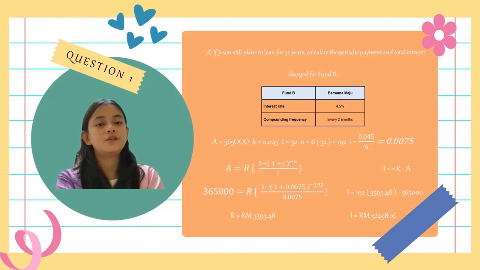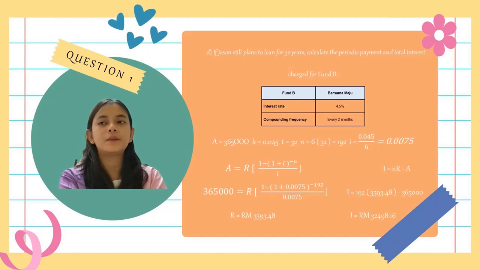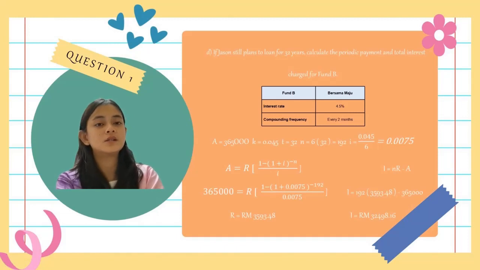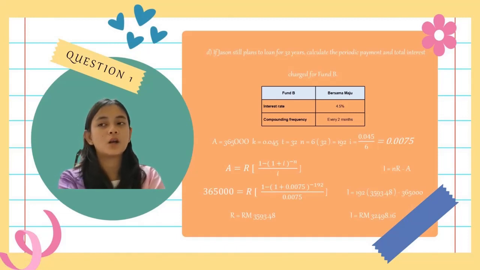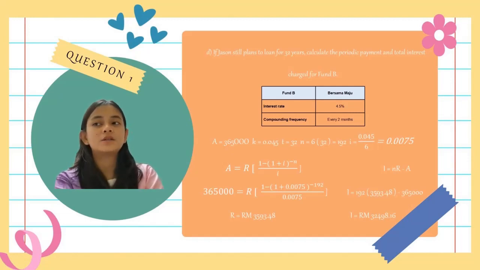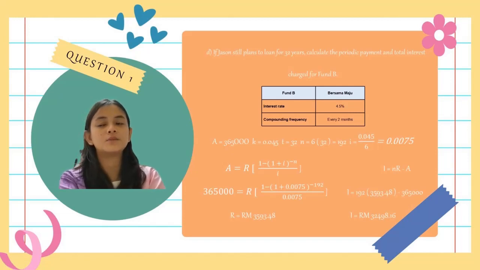Question 1d. If Jason still plans to loan for 32 years, calculate the periodic payment and total interest charge for Fund B. Fund B Bersama Maju, interest rate given is 4.5%, compounding frequency is every 2 months. A equals 365,000, K equals 0.045, D equals 32, N equals 6 multiplied by 32 equals 192, I equals 0.045 over 6 equals 0.0075.